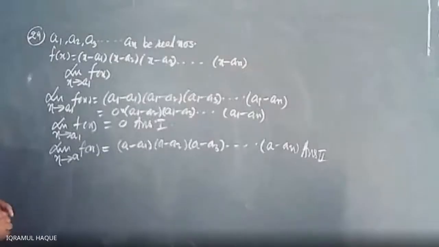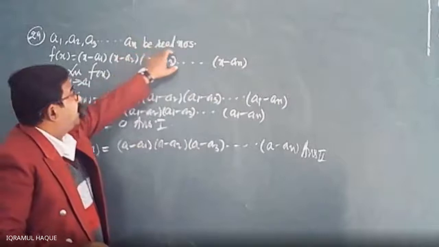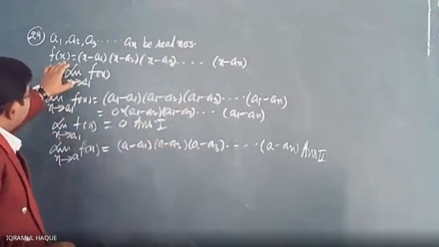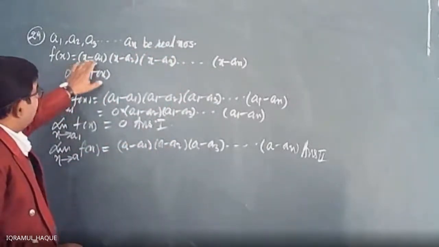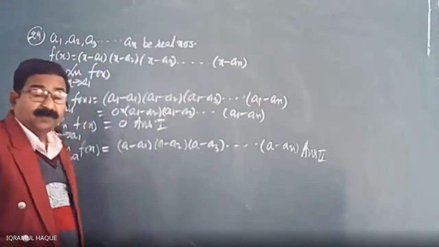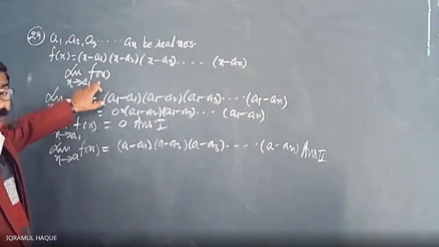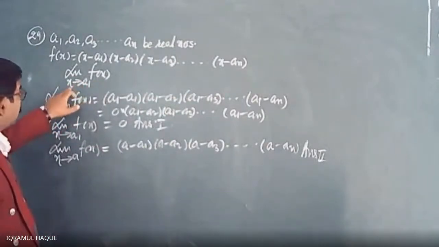The question was: a1, a2, a3 and so on, with a and b real numbers. f(x) was given as (x minus a1)(x minus a2)(x minus a3) and so on up to (x minus an). We have to find the limit as x tends to a1 of f(x), which means we have to put x equal to a1.